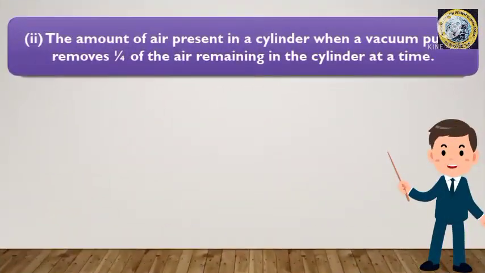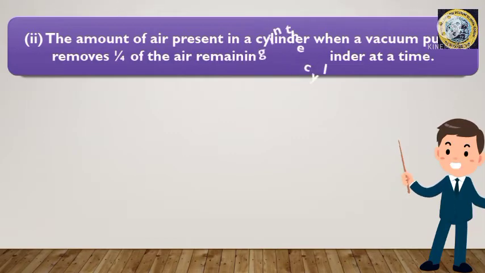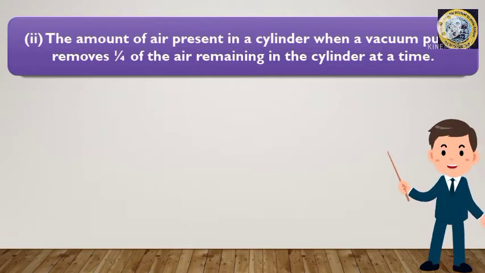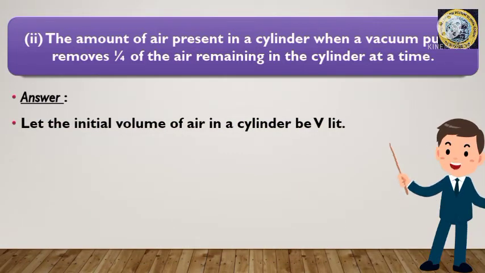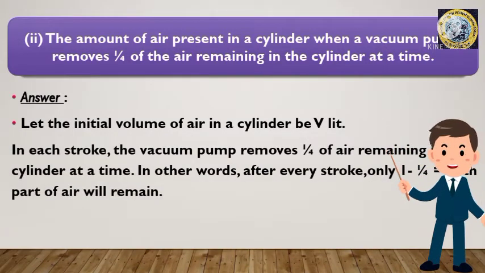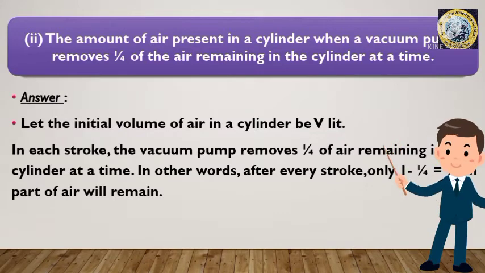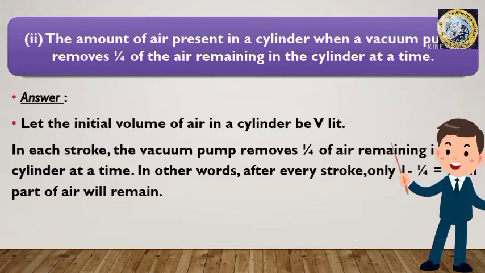Now the second sub-question, (ii): the amount of air present in a cylinder when a vacuum pump removes 1/4 of the air remaining in the cylinder at a time. Answer. Let the initial volume of air in the cylinder be V liters. In each stroke, the vacuum pump removes 1/4 of the air remaining in the cylinder at a time. In other words, after every stroke, only 1 minus 1 by 4, which is equal to 3 by 4th part of the air, will remain.